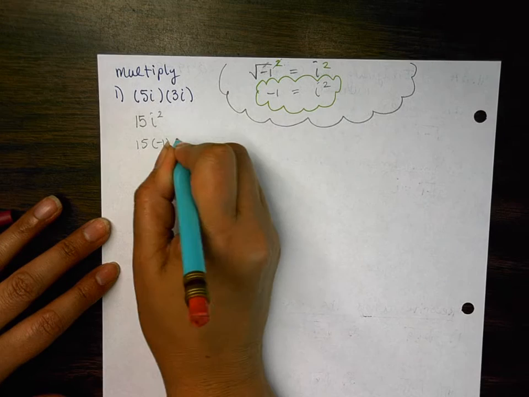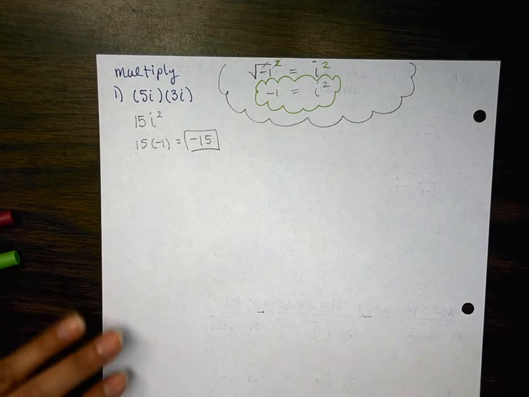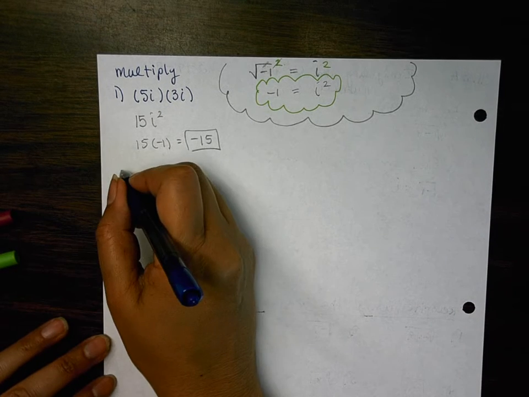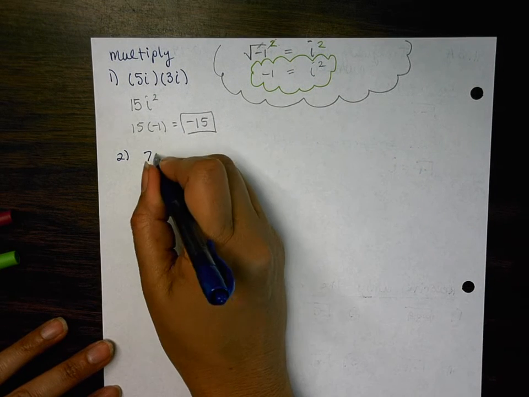So what does 15i squared become? 15 times -1, which is -15. Make sense? Yes? Okay.